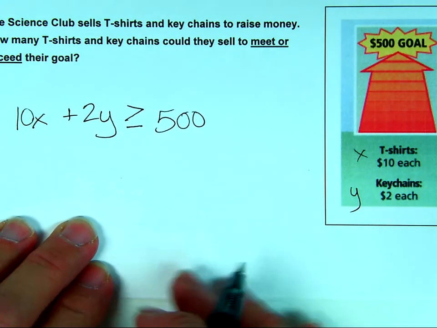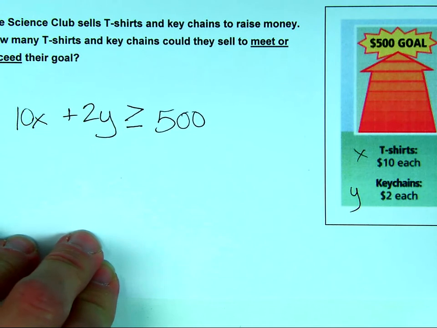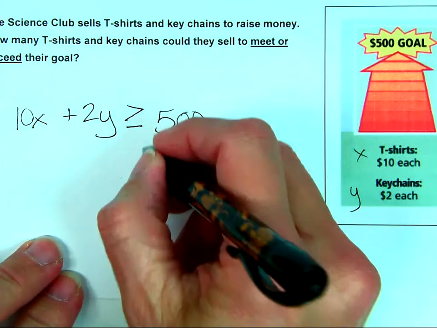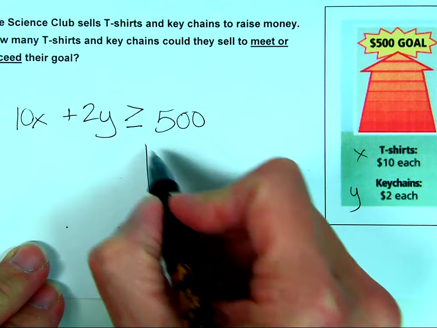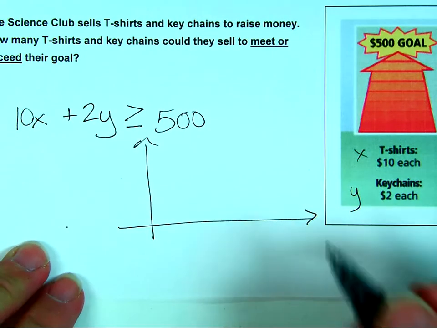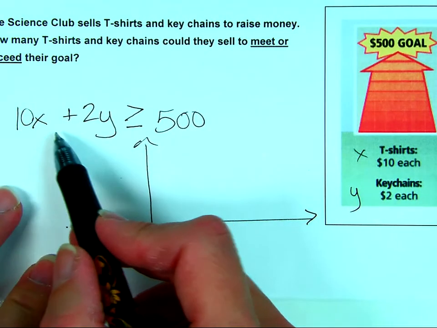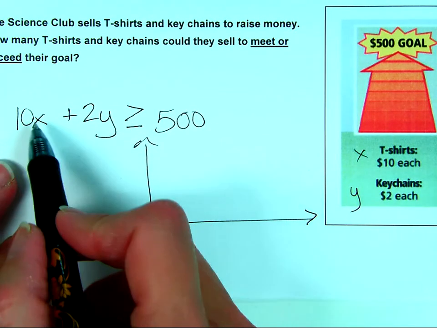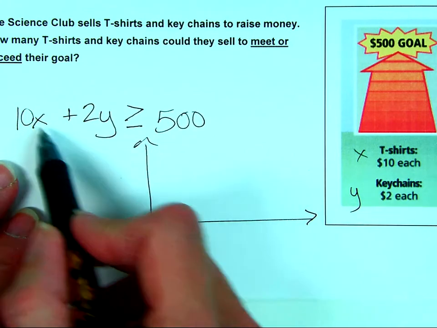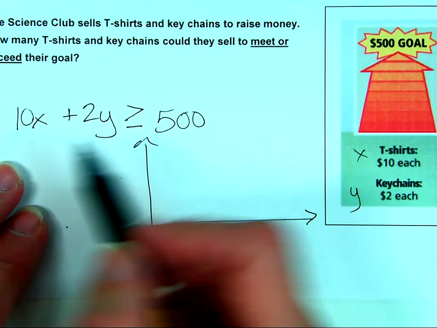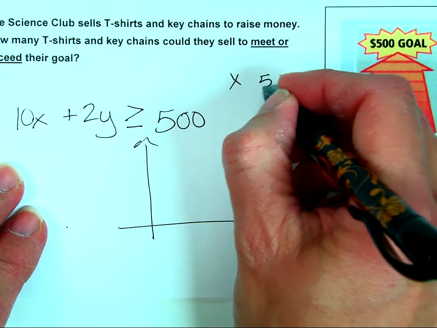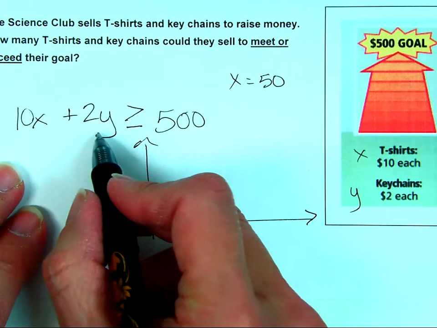And then I would graph that. Sorry, I don't have a piece of graph paper here, so I'm just going to show you what that would look like. We can use our x-intercept and a y-intercept because it's in standard form. My x-intercept is 500 divided by 10, so my x-intercept is 50. And my y-intercept is 250.